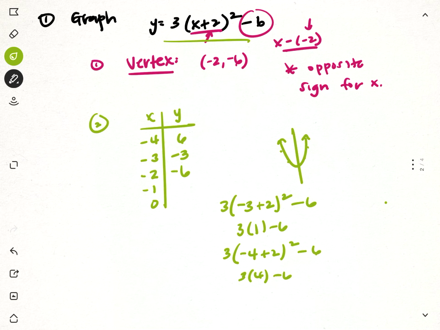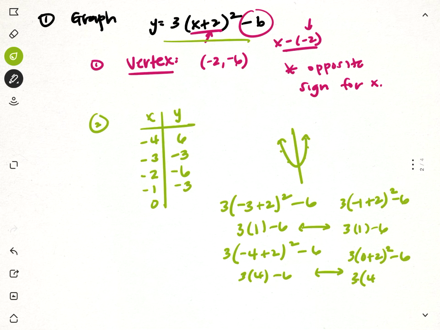If I put a -1 in, 3 times -1 plus 2 squared minus 6. -1 plus 2 is 1. Notice that these are the same. So 3 times 1 is 3. 3 minus 6 is -3. And the last one, 3 times 0 plus 2 squared minus 6. 0 plus 2 is 2. 2 squared is 4. Again, we have the same thing going on here, so that should be +6.